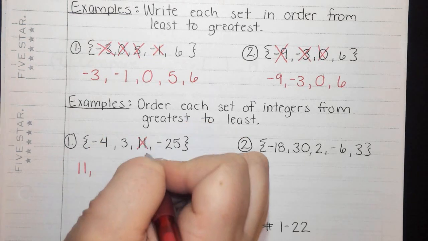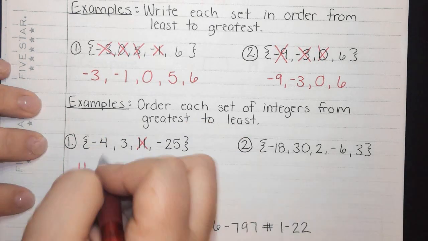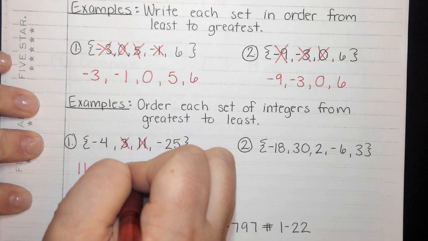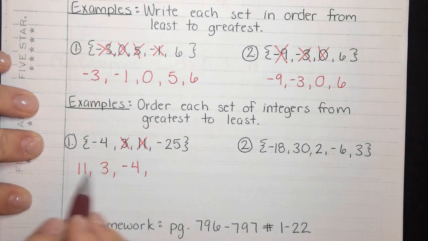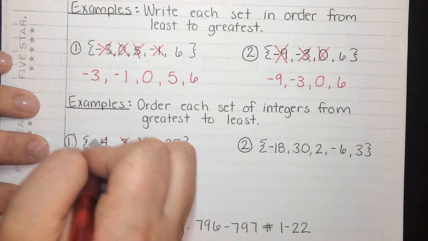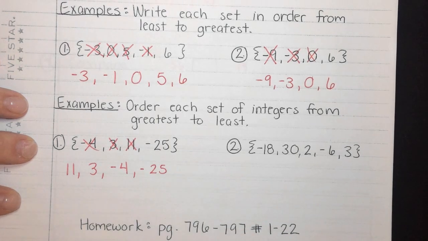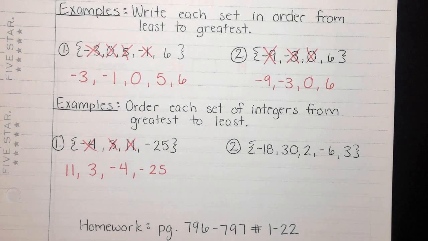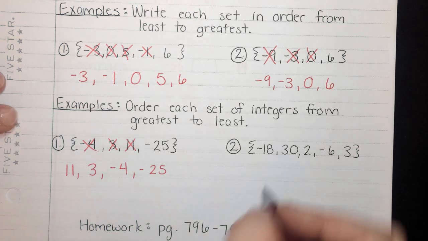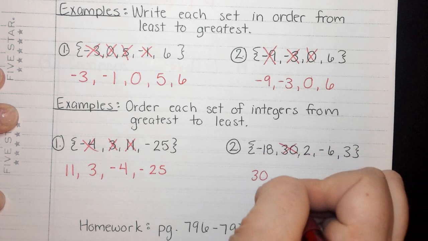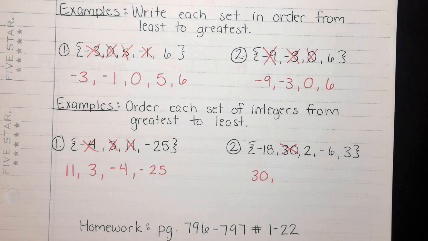And after 11, Brianna? 3. And after 3, Josh? -4. -4, because it's closest to the positive number, it's closest to 0. And then after -4 is my last number, -25. Okay? Number 2, going greatest to least. Connor Cannell. 30. I'm glad you said that because I almost tried to put -18, even though I just said greatest, biggest number, positive, big. All right, what's going to be next?